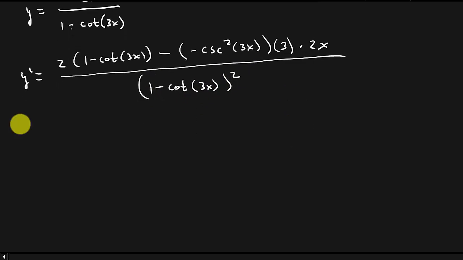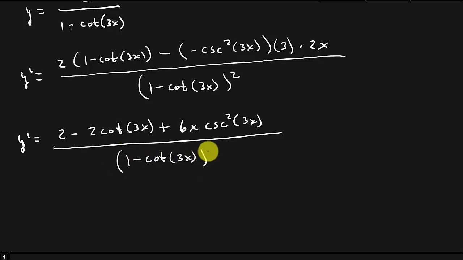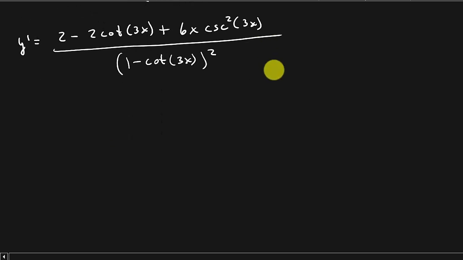So let's just clean it up some. So I got y prime is 2 minus 2 cotangent 3x, and then minus and minus is a plus, so that's going to be 6x cosecant squared 3x over 1 minus cotangent 3x, all of that squared. So there's our derivative. All right, so what do they want us to do? They want us to evaluate this at 0.25.